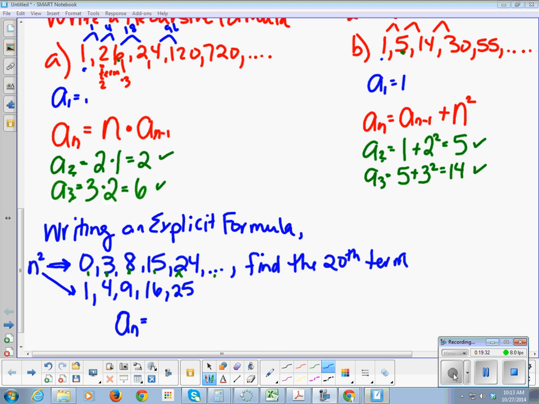So it's 0, 3, 8, 15. Compare it to 1, 4, 9, 16, 25. So this is 1 squared, 2 squared, 3 squared, 4 squared, 5 squared. And then compare them. How are these two numbers related in each of the terms? How are 0 and 1 related? How are 3 and 4 related? Yeah, they're one number apart. So when we want to find the term, we're going to square it and subtract 1.